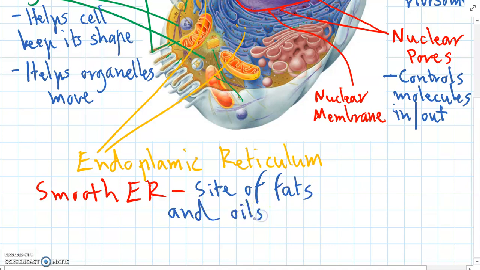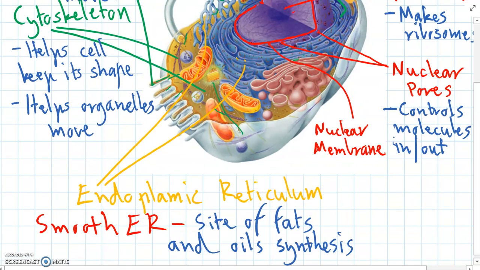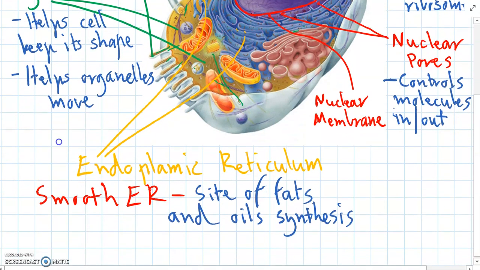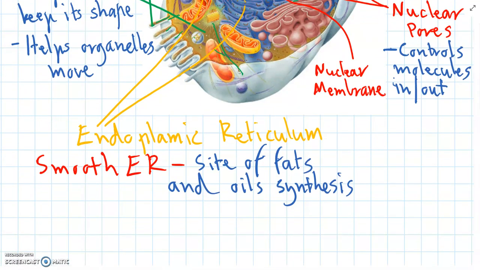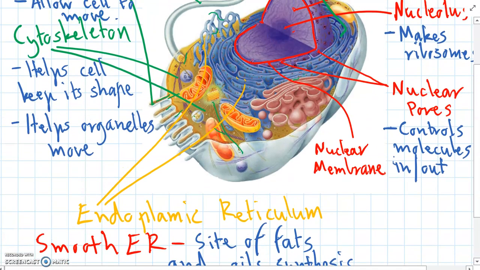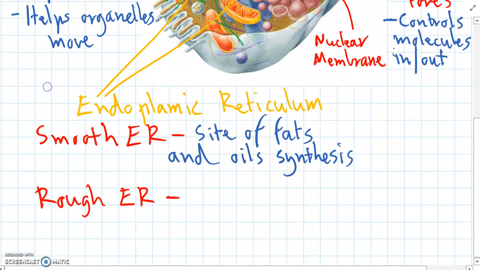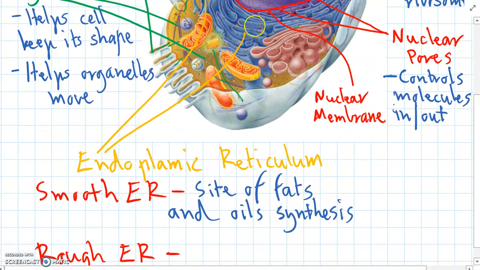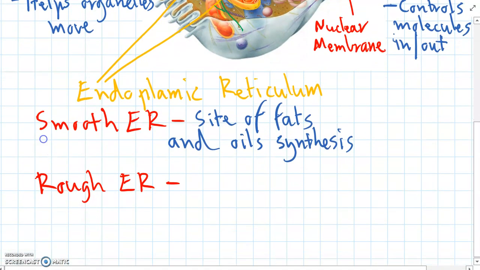Fats and oils synthesis. Because all cells need fats and oils to survive and to build their other organelles. The next endoplasmic reticulum is the rough endoplasmic reticulum. And surprisingly, it's the one with the rough surface with little dots along it. So it's always easy to tell the difference between the smooth and the rough. The rough endoplasmic reticulum, all the little dots that you can see are actually ribosomes that make proteins.